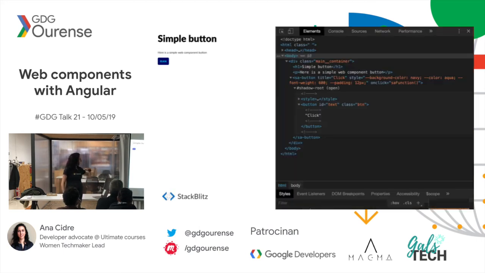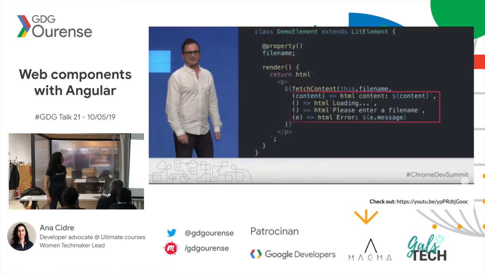Again, I changed it to LitElement. You can go check out the code, no problem. Here's a little snippet from that video just to show you how cool it is. In 4 lines of code, what he's doing is fetching a file, saying that it's loading, telling them there's a missing file name here, and then showing an error message, all in 4 lines of code. I find that pretty cool.